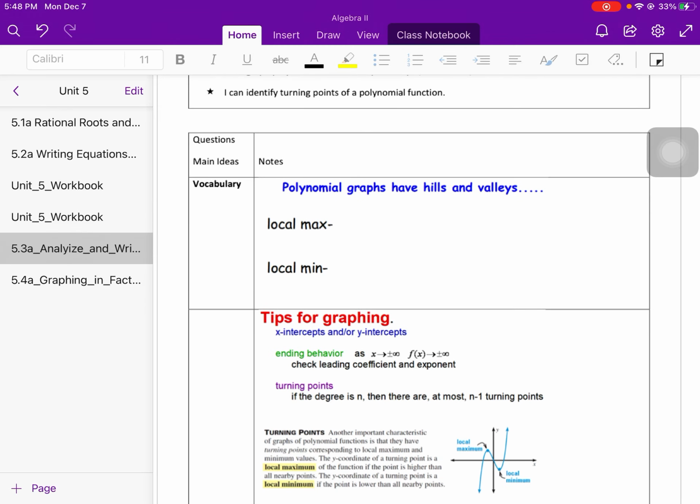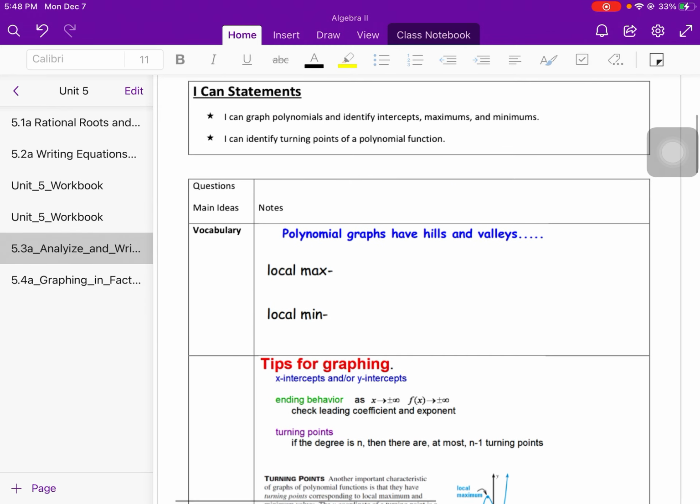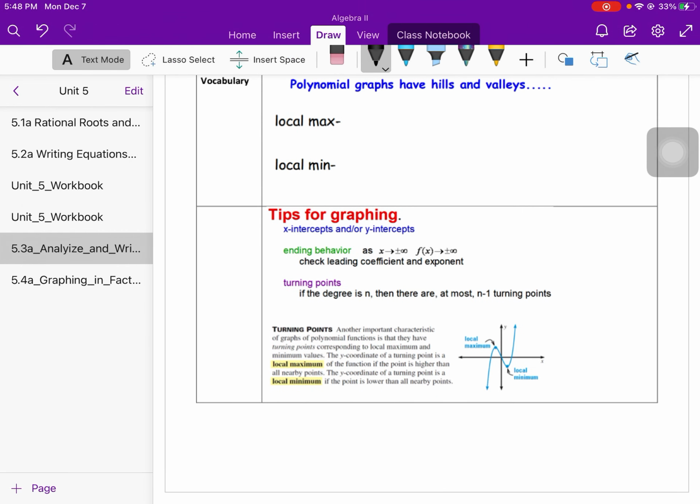We have the local max and the local min. These we like to think of as hills and valleys. So a local max is a hill. And then a local min is going to be a valley.